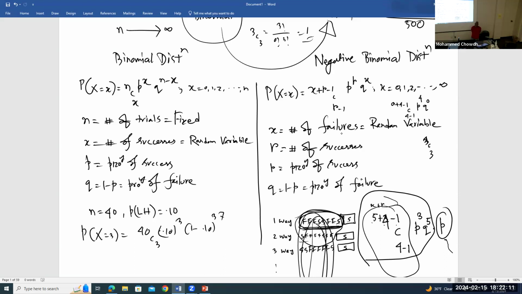Okay. Who can answer his question? His question is, why can't we use binomial? Binomial is the number of successes, x. X equal to number of successes. But here x is number of failures. Understand here? X equal to number of failures.